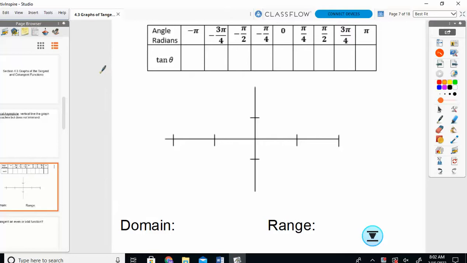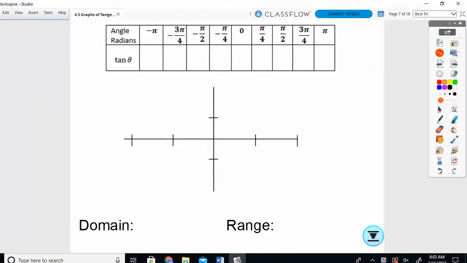So when I ask for the tangent of negative pi, think about your unit circle. Negative angles just spin down, so negative pi is over here. That's the point negative 1, 0. Tangent is y over x. So what do we get? 0.